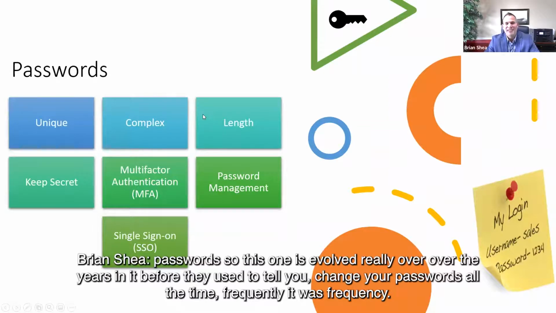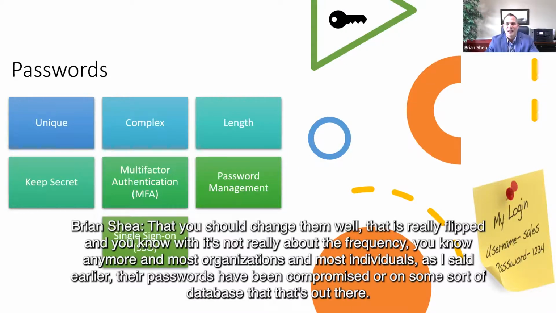Passwords. This one has evolved really over the years in IT. Before, they used to tell you to change your passwords all the time, frequently. It was frequency that mattered. Well, that has really flipped, and it's not really about the frequency anymore.